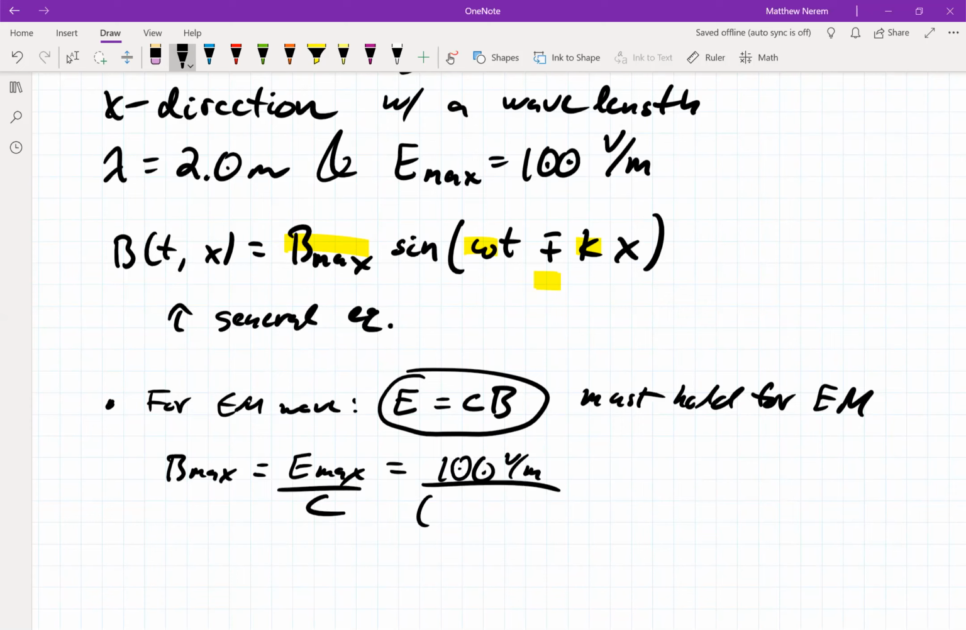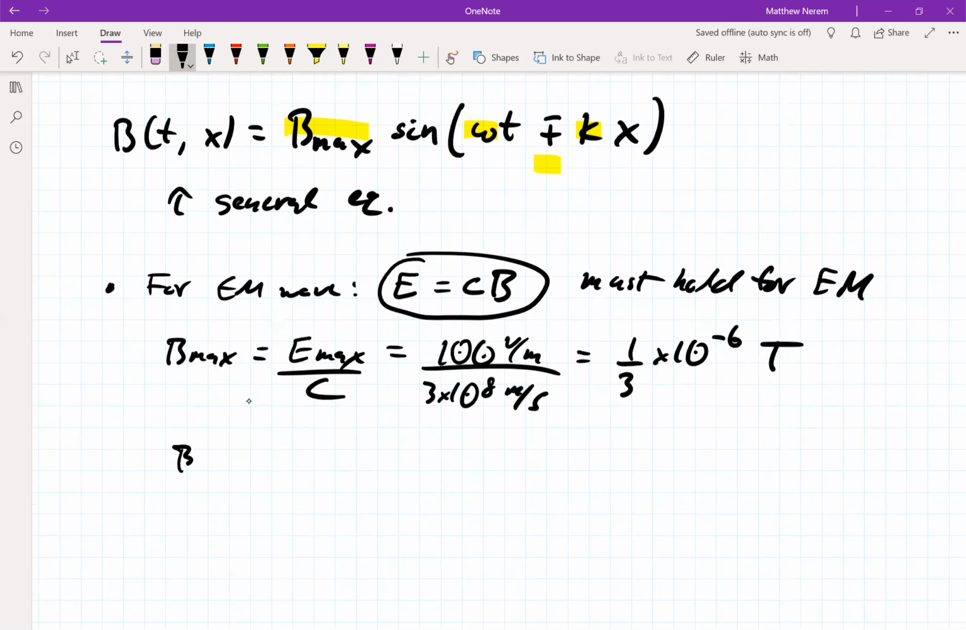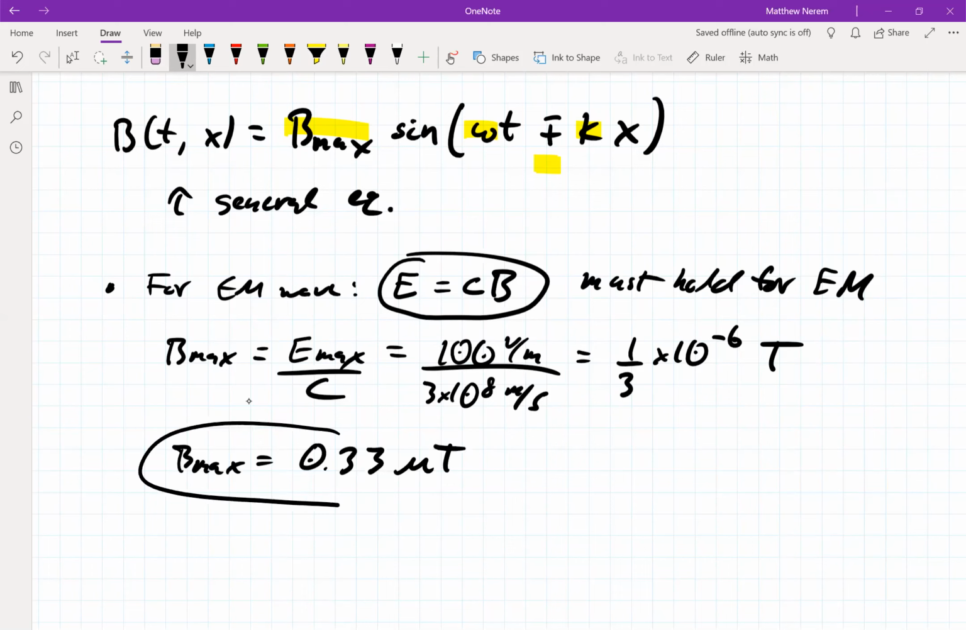That's 3 times 10 to the 8th meters per second. All right, this is going to be 1/3 times 10 to the minus 6 teslas, or 0.333, however you want to write this. I just wrote two decimal places, 0.33 microtesla. All sorts of equivalent ways to write this.